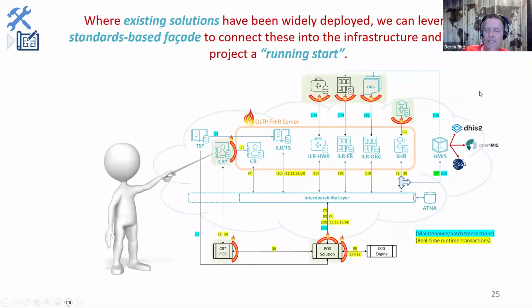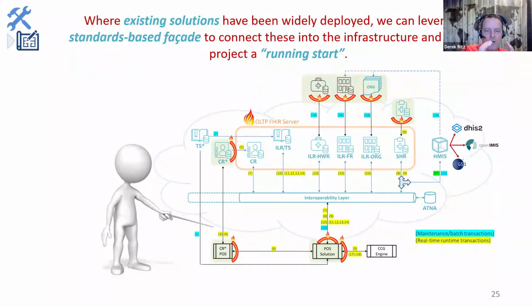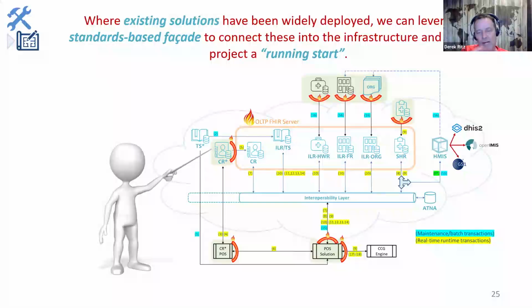Now, I was mentioning that you get a running start. If there are existing digital health solutions, how are we going to be able to plug them in? There's something called a facade pattern. Any of you that have worked in software development for a while might have heard of a facade pattern. And that's where you take a solution that isn't standards-based, you don't break it. You put a facade on the front of it that takes whatever the application programming interface is that the software has, the non-standards based API, and you translate it into the standards-based one.